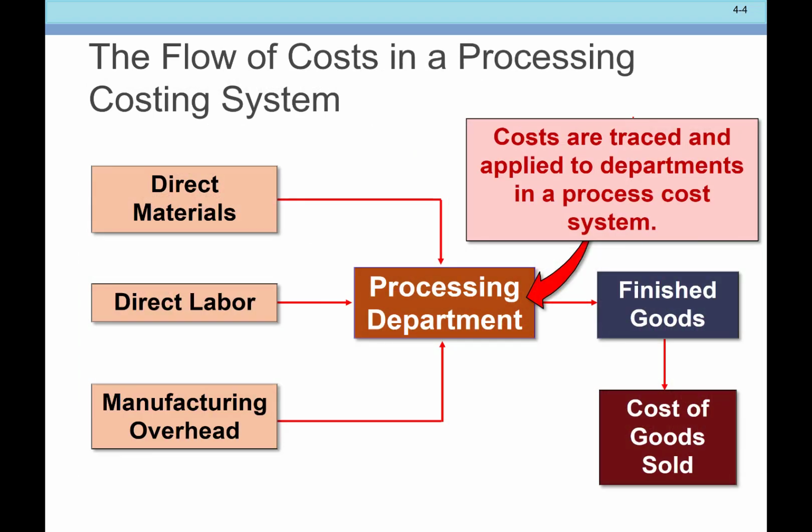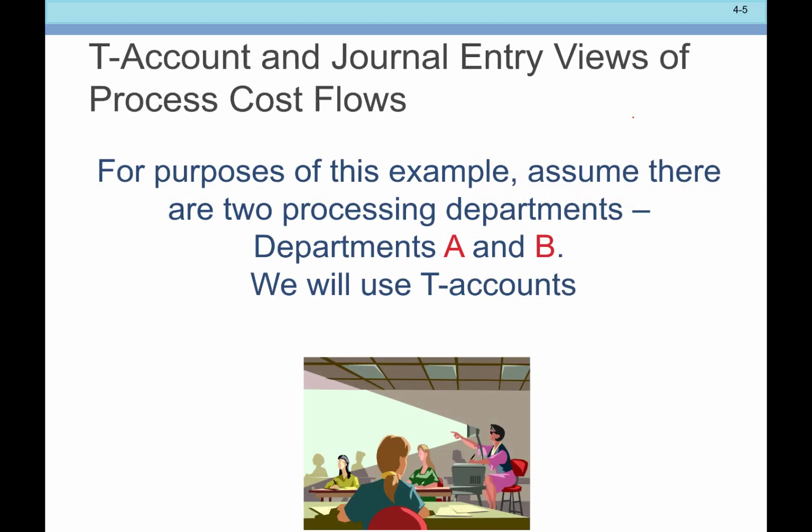Okay, where we have the direct materials, direct labor, and manufacturing overhead going into Processing Department 1, out of Processing Department 1 into Department 2, and then into finished goods and out to cost of goods sold. So let's take a look at this example so we can follow through with T accounts and journal entries as we track these costs through these departments.